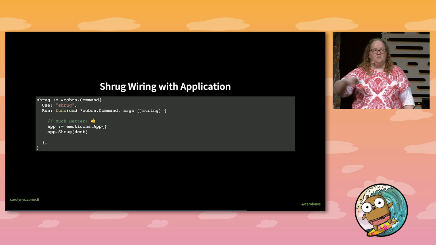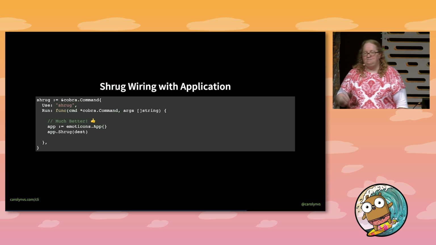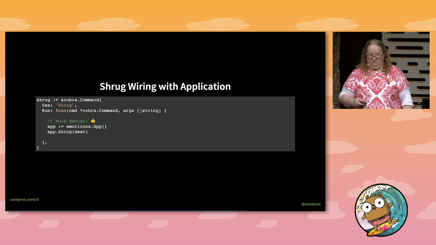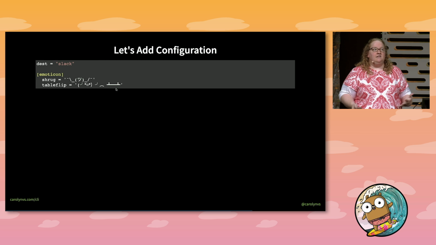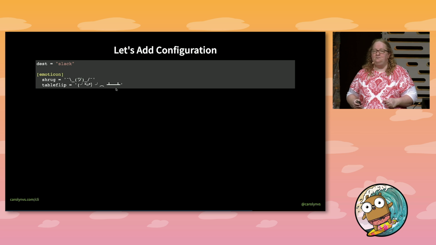But this, we're already starting to move towards testable code that we can trick somebody else on the team into working on, which is cool. So let's tackle the next problem, though, which is shrug was still hard-coded. It's still a hard-coded function on app, which is no good.